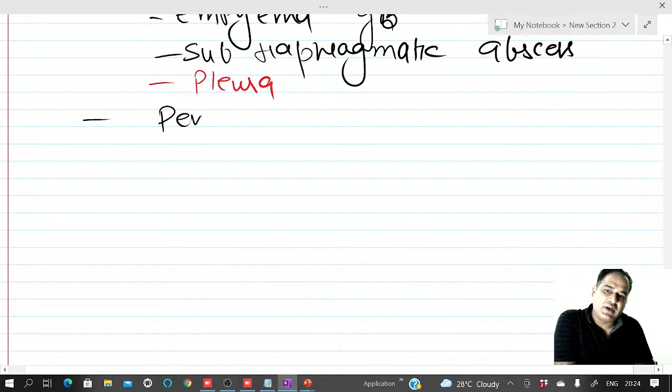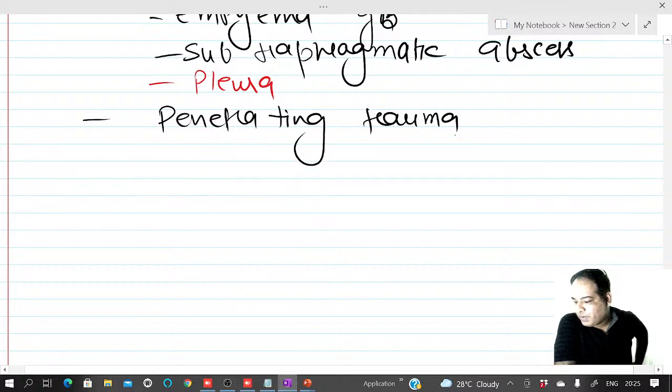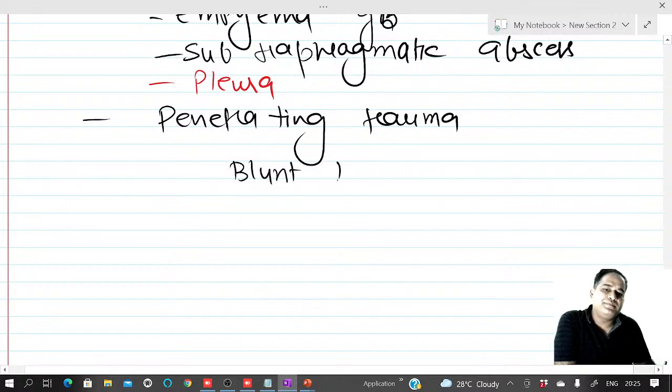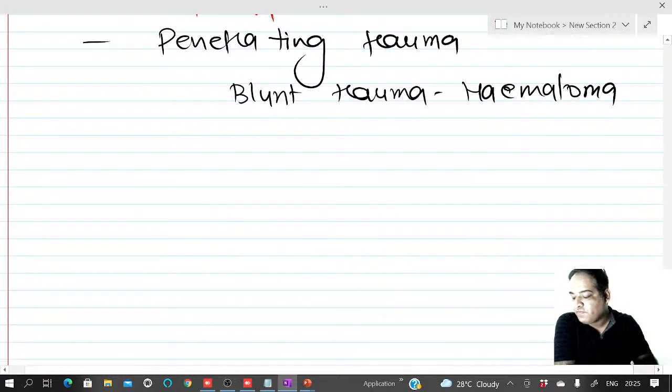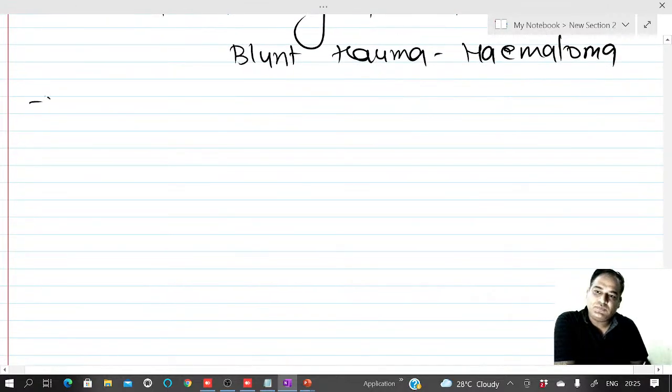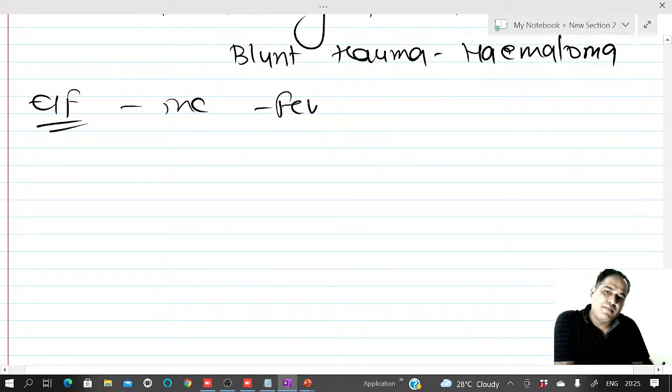Next, infection can reach the liver by penetrating trauma. Fine. Even blunt trauma can cause accumulation of blood, that is hematoma formation. Now, that hematoma might get infected. Most common clinical feature is fever.